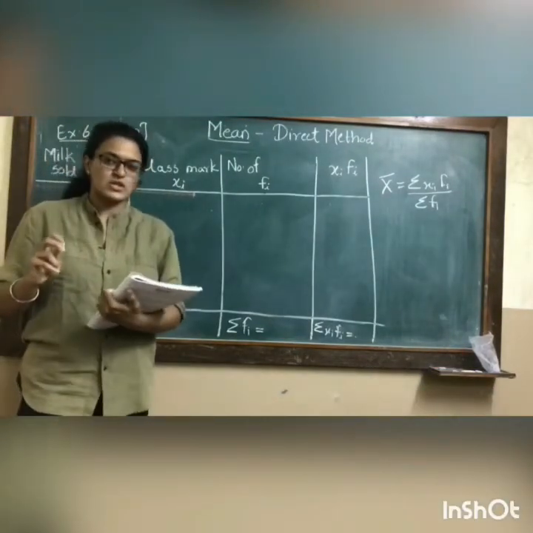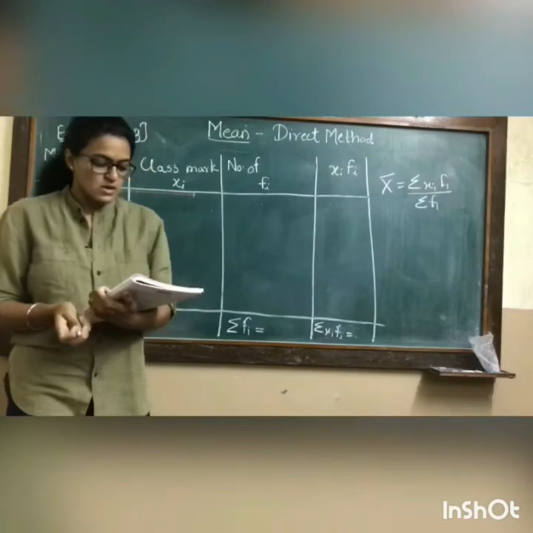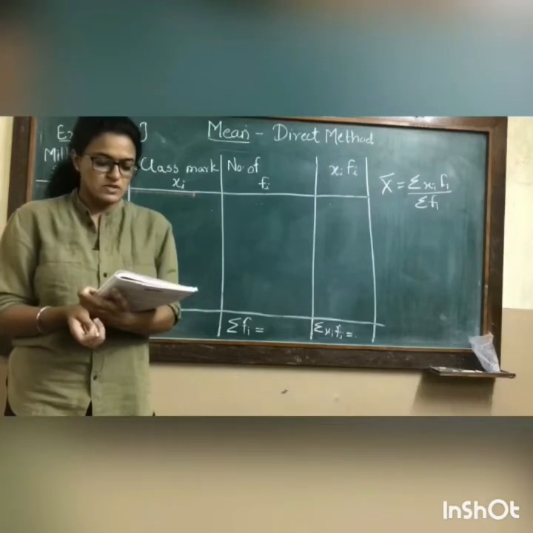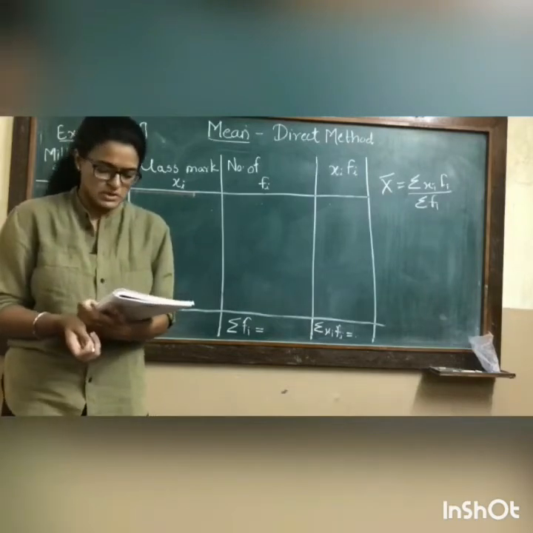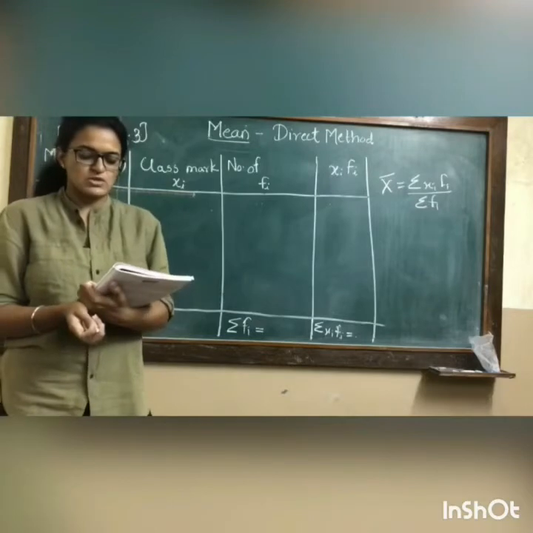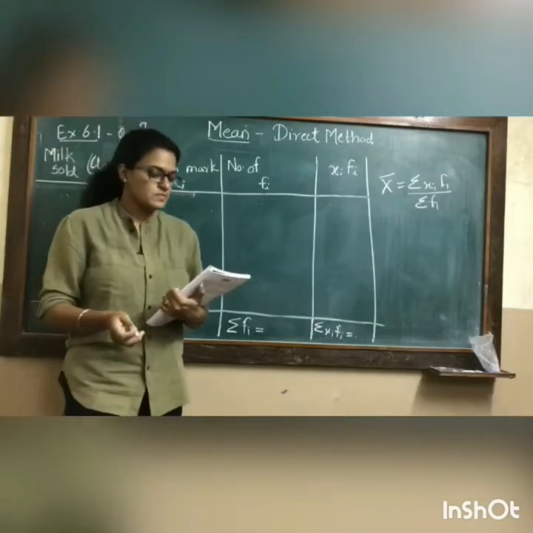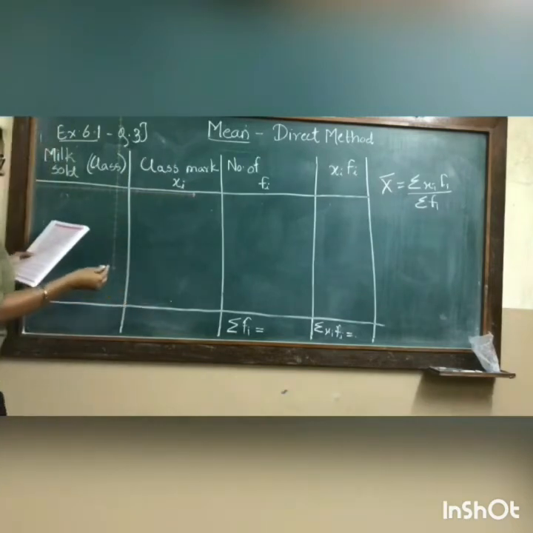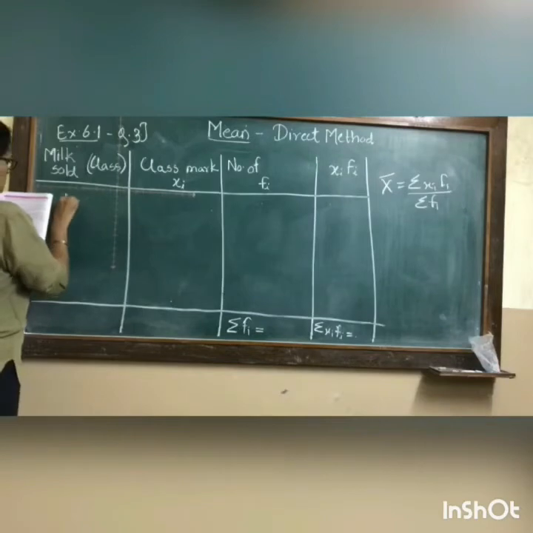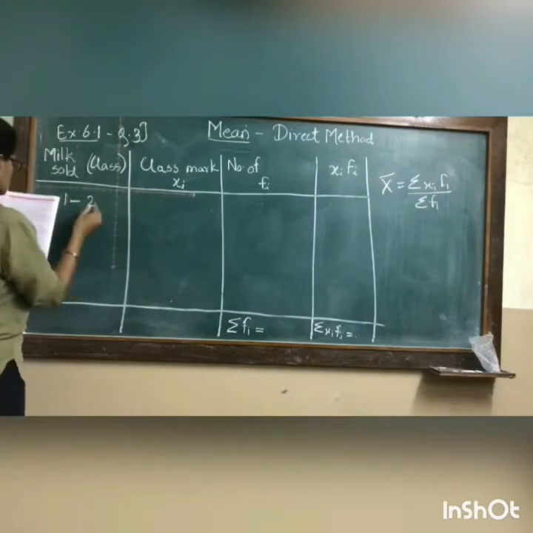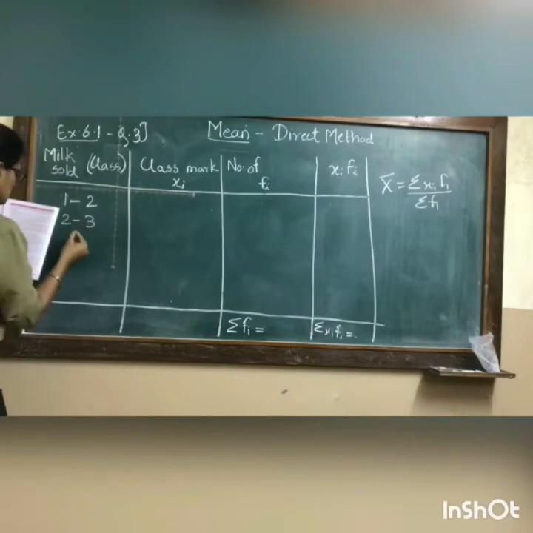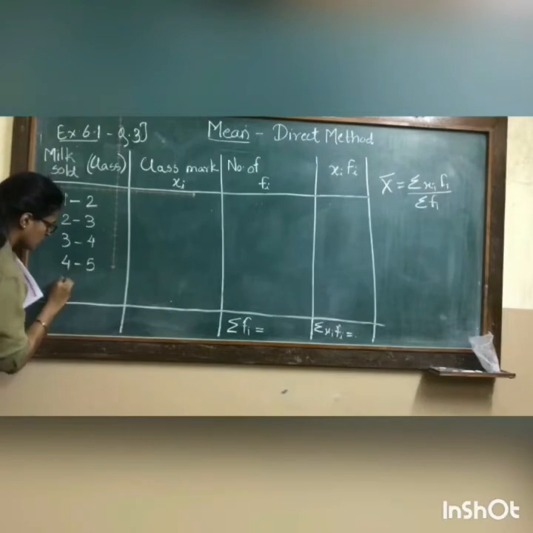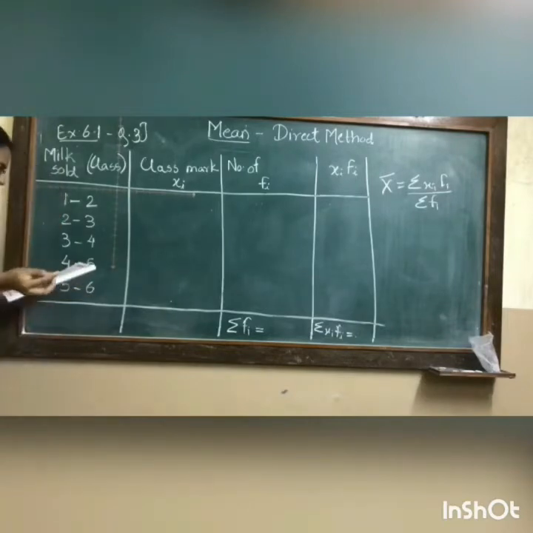Okay, so let's move on to the third question. It says, a milk center sold milk to 50 customers. The table below gives the number of customers and the milk they purchased. Find the mean of the milk sold by direct method. So once again, we draw this table with 4 columns. Let's write down the classes. 1 to 2, 2 to 3, 3 to 4, 4 to 5 and 5 to 6.